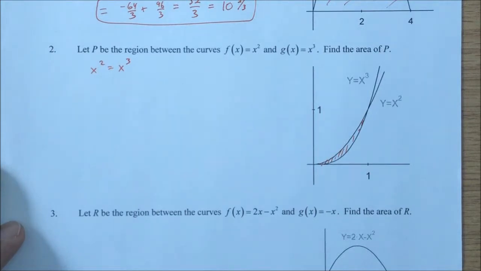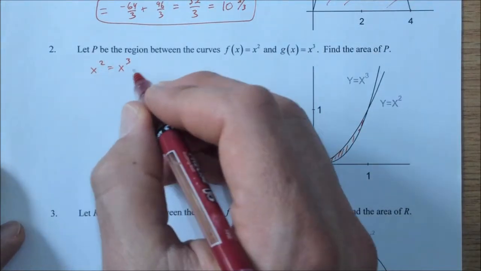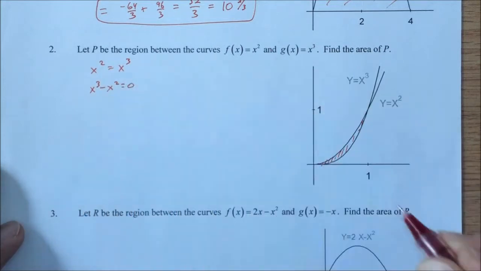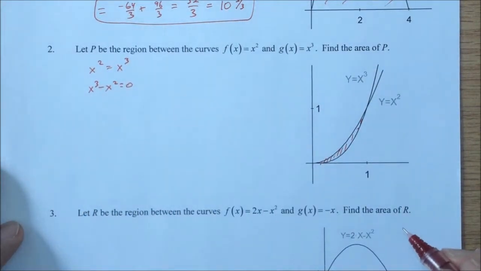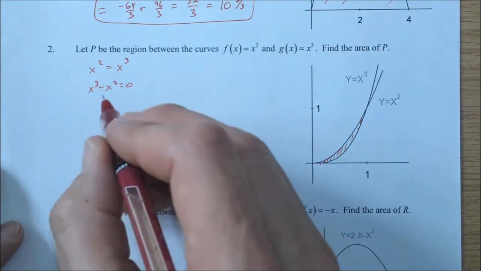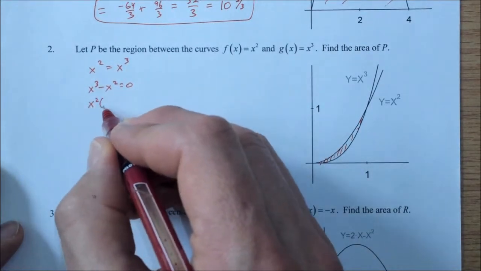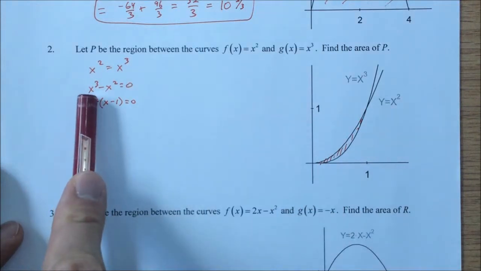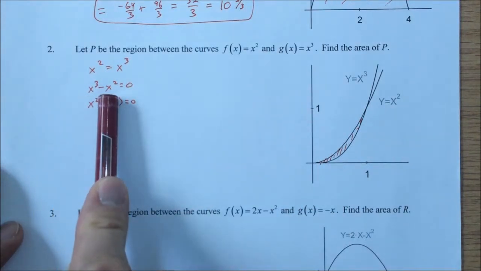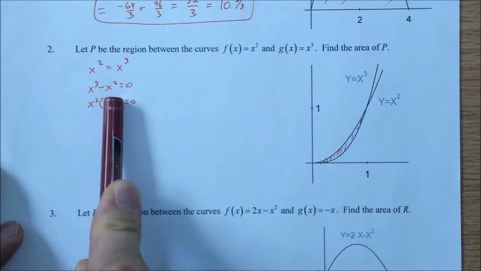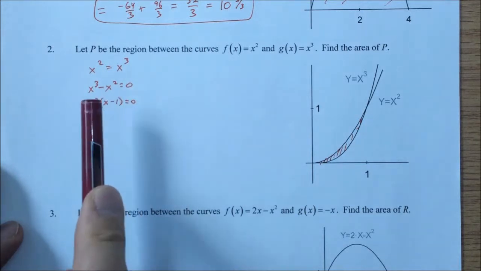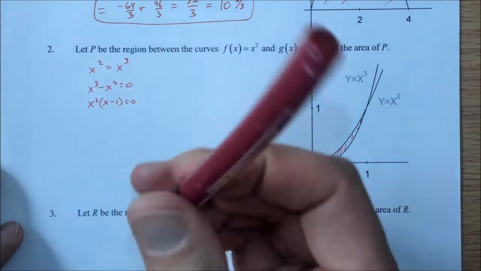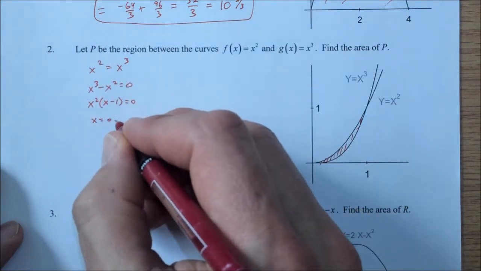x squared is equal to x cubed. So if we subtract x squared from both sides, then we have x cubed minus x squared is equal to 0. 0 is what we're looking for. We're trying to solve an equation. So now we can factor out the common term, which is x squared, leaving us with x minus 1 is equal to 0. And then we can cover them up one at a time. If we cover up the second one, x squared is equal to 0, so x must be 0. And if we cover up the first one, x minus 1 is equal to 0, so x is equal to 1. So that verifies that our bounds are 0 and 1.